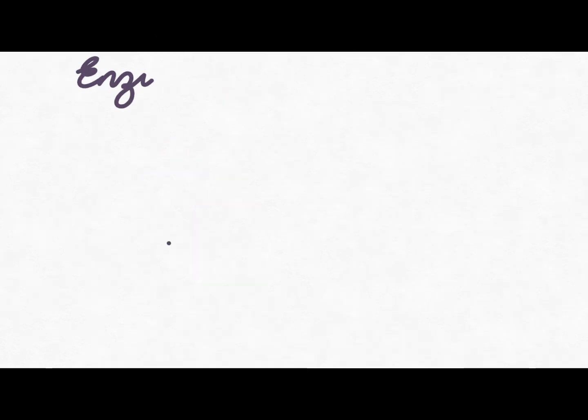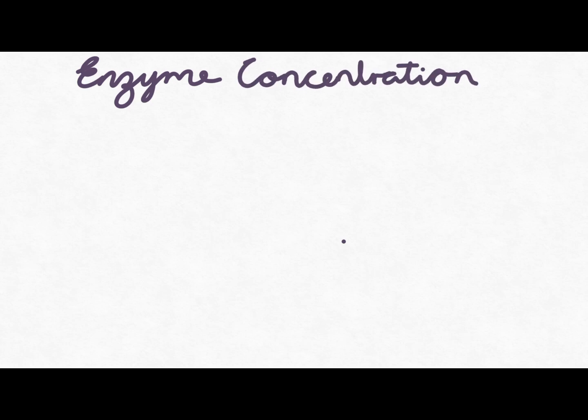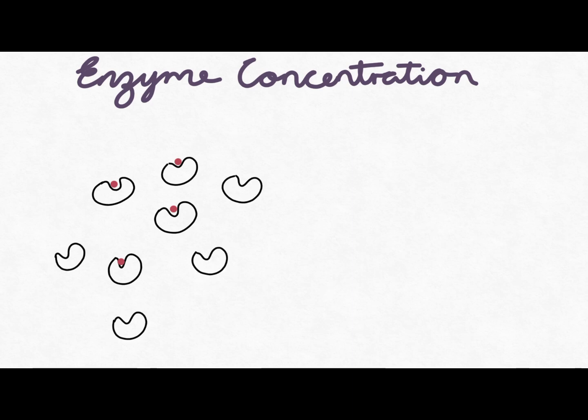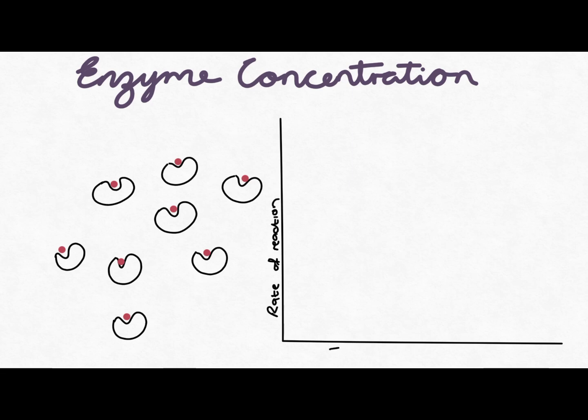Next, we have the enzyme concentration. Let's imagine we have one enzyme in a solution. That would mean only one substrate molecule can be turned into a product. But if we double that and have two enzymes, two substrate molecules can be turned into two products. Double that again and our products double as well. So in this way, we can see that as we increase the enzyme concentration, we increase the rate of the reaction.